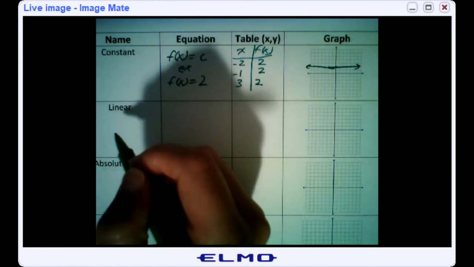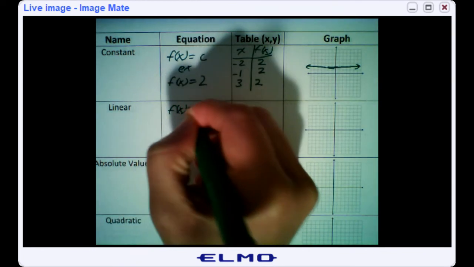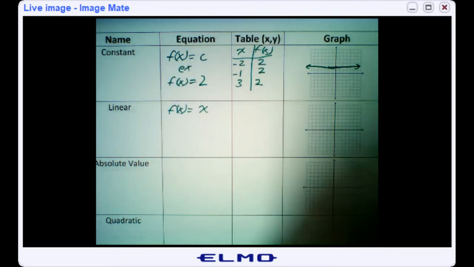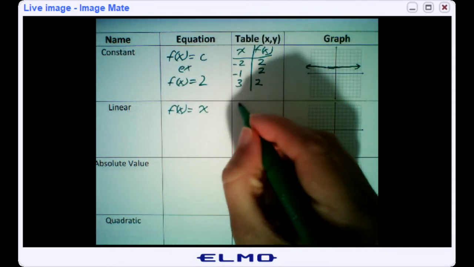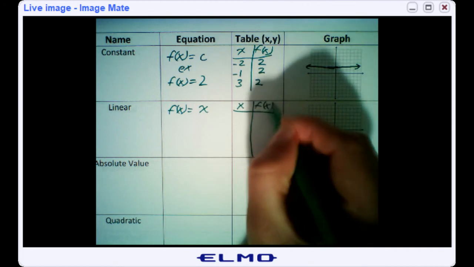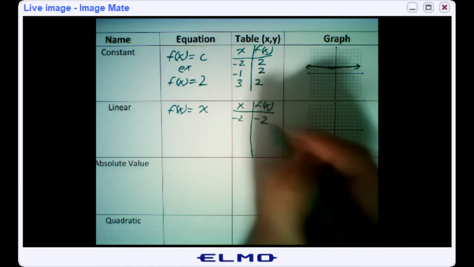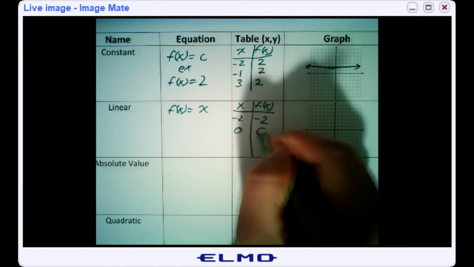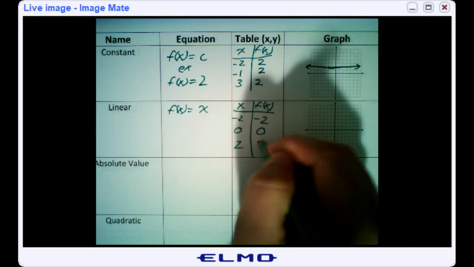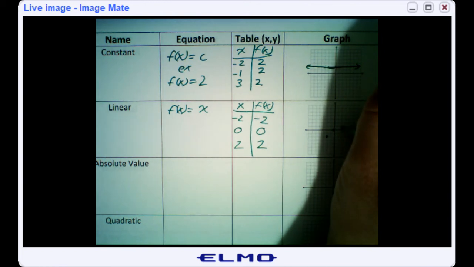Our linear parent function, our equation is f of x or y equals x. So for our table, whatever our x is, for the parent, the f of x or y is the same thing. So if x is -2, f of x is -2. If x is 0, f of x is 0. If x is 2, f of x is 2. And then we can plot it, and it gives us a diagonal line.